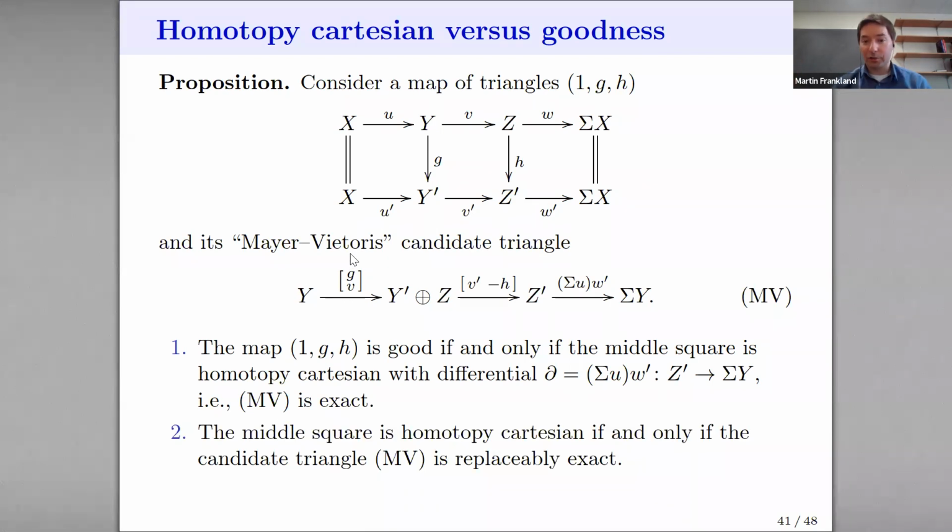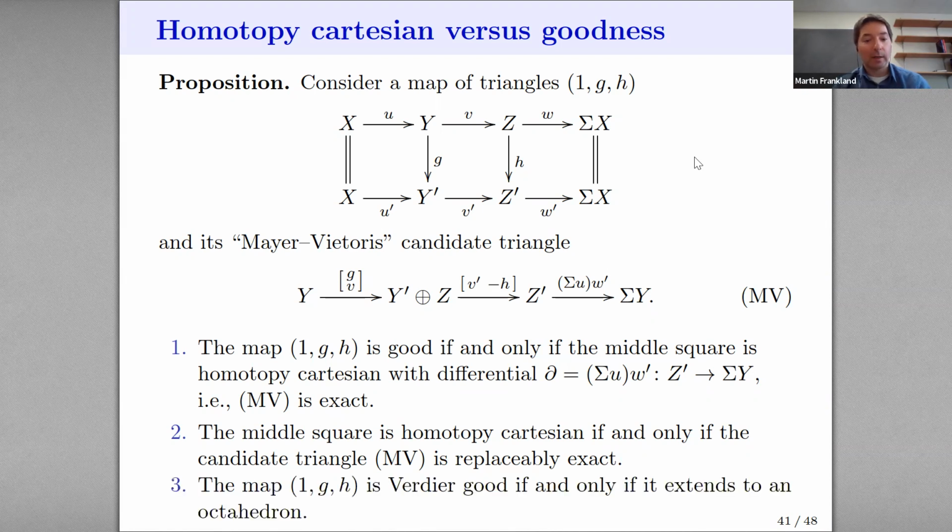If you just care about homotopy Cartesianness of the middle square, then that's equivalent to the Mayer-Vietoris candidate triangle being replaceably exact. If you don't care about a specific differential, then that corresponds to being allowed to tweak this triangle a little bit, just one spot at a time. And finally, the map is Verdier good if and only if it extends to an octahedron, in the sense that you can write down an octahedron with those two rows at the top. That's the usual flat picture for an octahedron like we had before, with the missing pieces here, like a T shape. Right, that's what's going on with the maps 1GH. And already you see this subtlety appearing, this weaker version of exactness, the replaceable exactness.